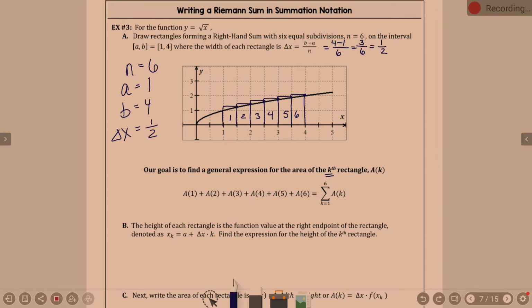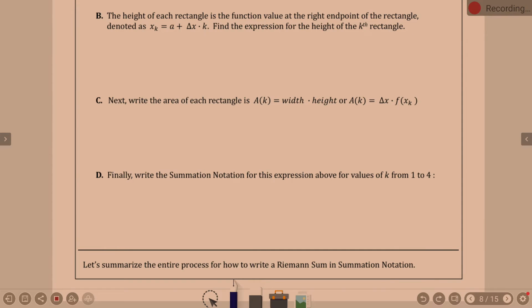And actually, do I have B on the next page? I do. Okay, so the height of each rectangle is the function value at the right endpoint of the rectangle, right? We've done right Riemann sums. So those points are at right, so we know we're going to use that. Denoted as x of k equals a plus delta x times k. Find the expression for the height of the kth rectangle.